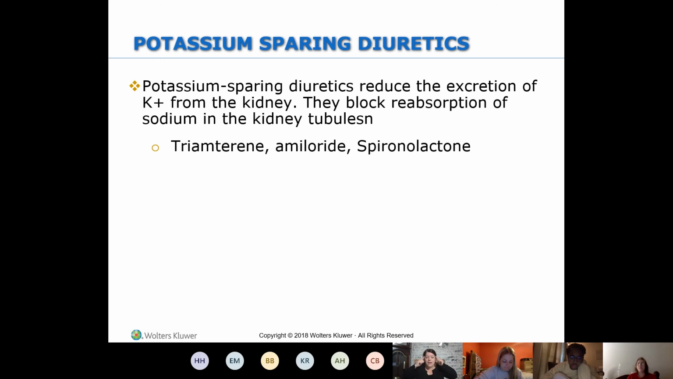Think potassium sparing, potassium saving, because they're blocking the reabsorption of the sodium. So the sodium is leaving, it's being excreted, but you think of those potassium sparing diuretics as saying, no, we're sparing your life. We need you in the blood. You're not leaving. Okay, they're potassium saving. So we might expect these patients not to have low potassium, but to have high potassium.